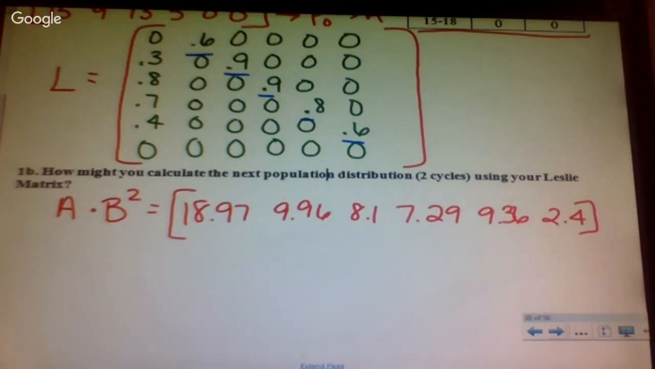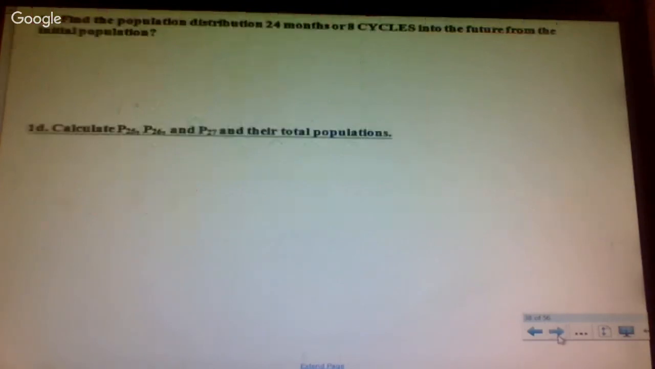Did anybody else get anything different? 0.9. That's your problem. Right there. You did too many 0.9s. This should have been 0.8 and 0.6. It's usually a calculator error. Okay, let's get the answers for this.